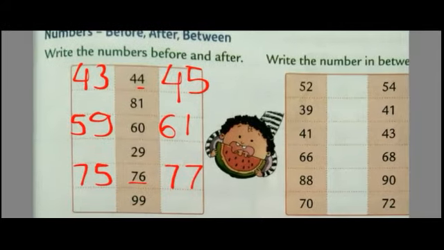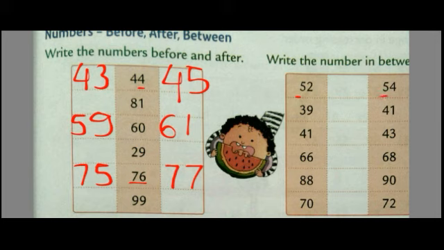Now let's do the number that comes in between. We need to find out the number that comes just between the two numbers that are given here. See the first one. Here, the numbers in the tens place are the same, 5. That means we will write 5 as it is. Now we only need to see the number in the ones place. Here it is 2 and here it is 4. What comes between 2 and 4? Yes, 3. That means 53 is the correct answer. 52, 53, 54.